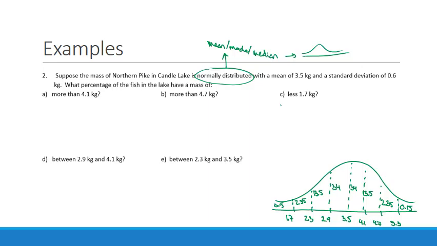Now based on this bell curve, we can predict the percentage of fish in the lake that would have this mass. So we're looking for the percentage of fish that have a mass more than 4.1 kilograms. Okay, so here's 4.1 kilograms, everybody. We're wondering how many fish have a mass higher than that. Well, then I just simply add them up. Okay, so I'd add 13.5, 2.35, and 0.15.